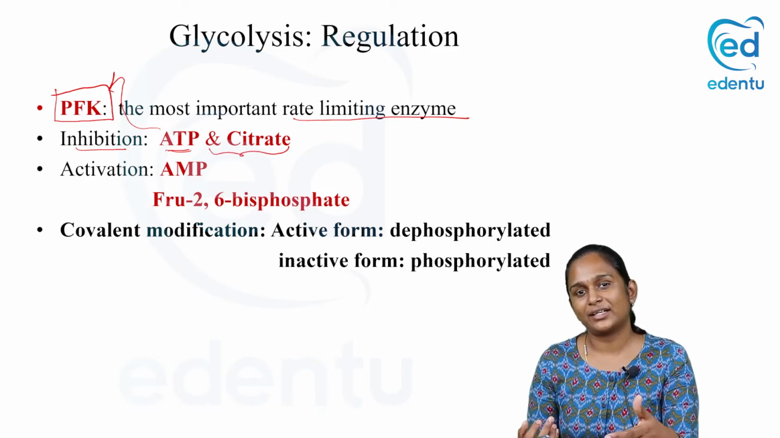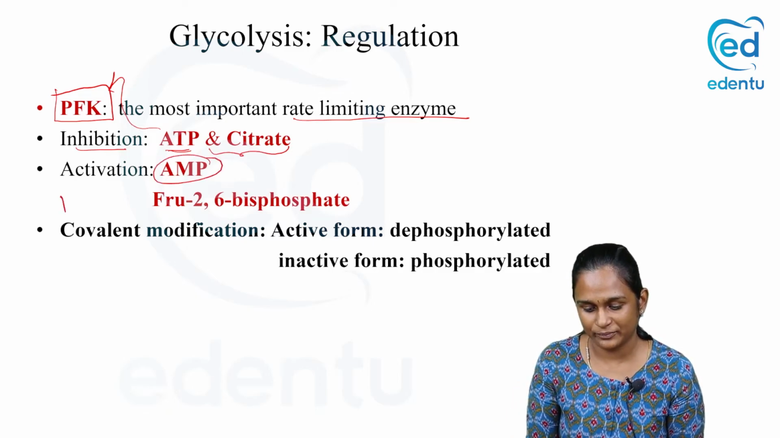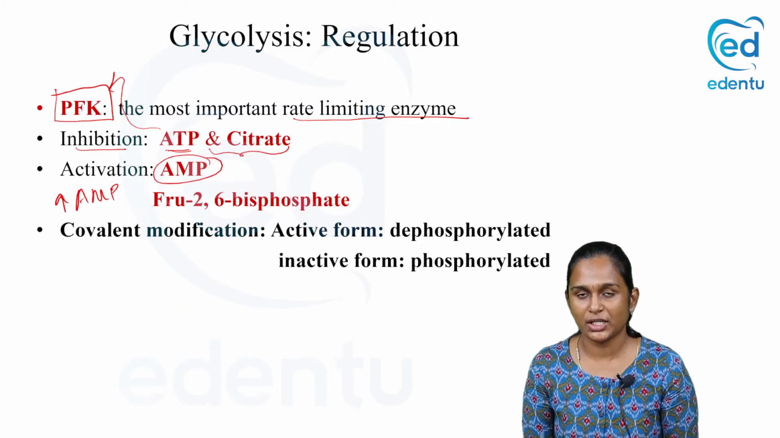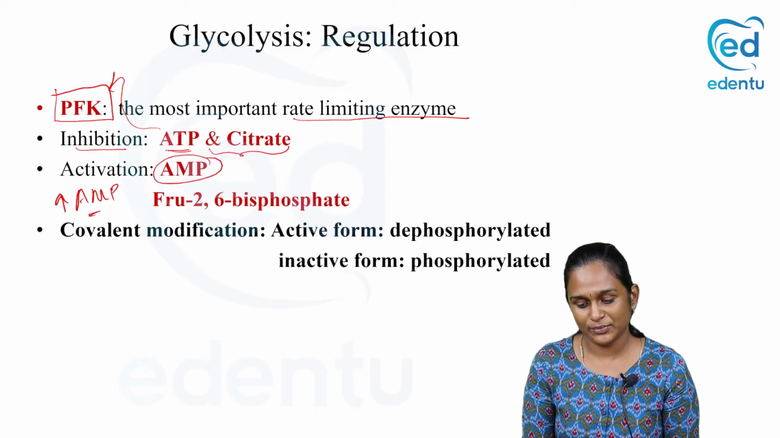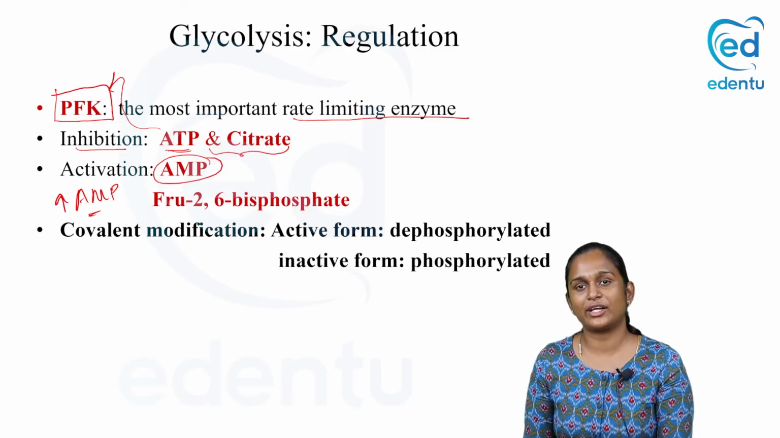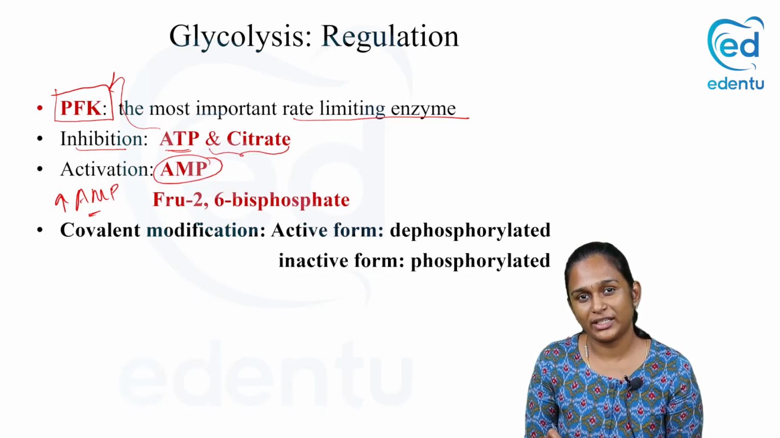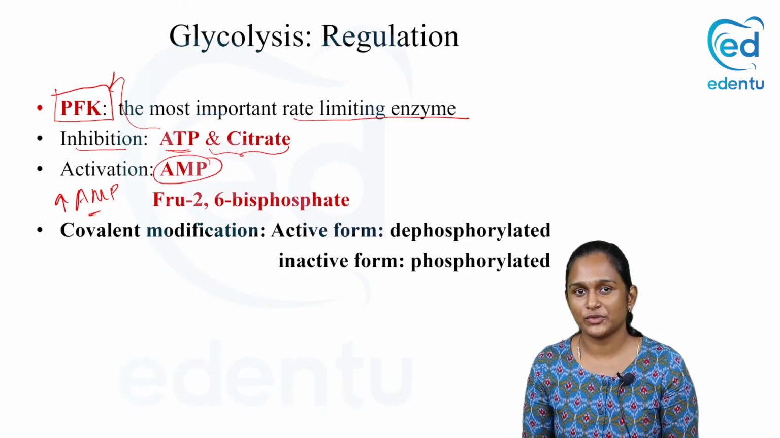Okay, now the activators. When the cell does not have energy at all, that is conveyed by increased level of AMP. Because we all know AMP will get converted to ADP, and ADP gets converted to ATP. So when there is more AMP, that means the cell does not have energy, so it needs energy. So glycolysis should happen. AMP will go and bind to phosphofructokinase and activate it.